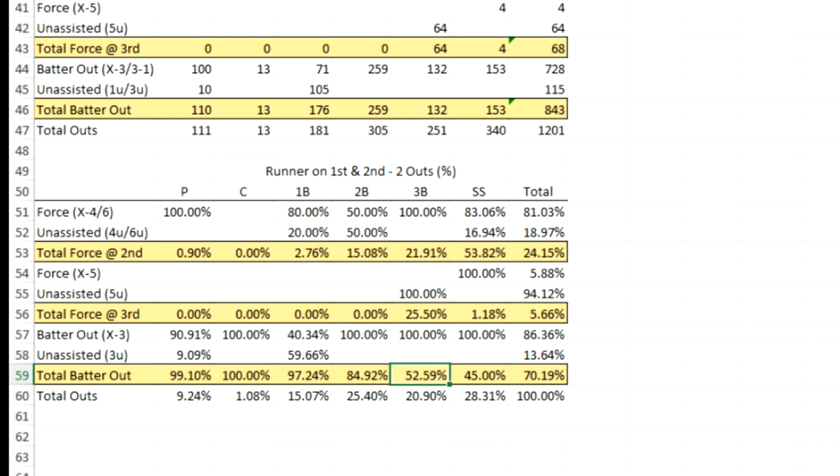Just to reiterate, there were only 19 total plays that were force outs at third. 1% of plays with less than 2 outs were force outs at third. And less than 1%, like 1/3%, were force outs at third with 2 outs. So it almost never happens.